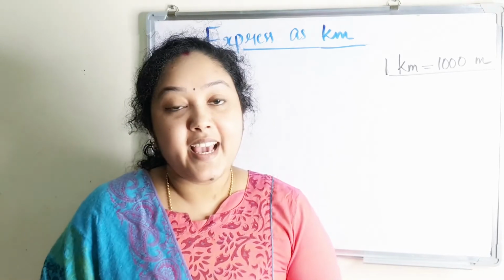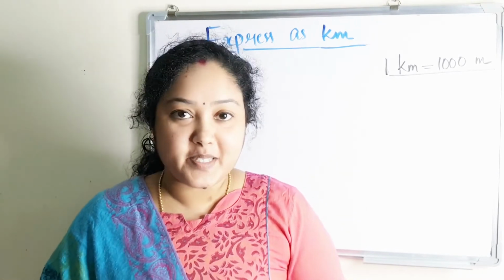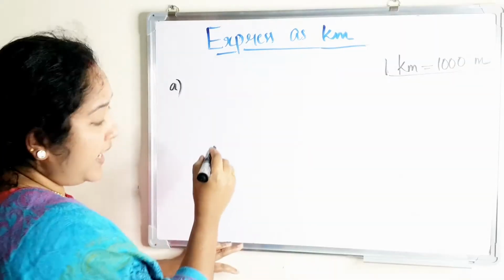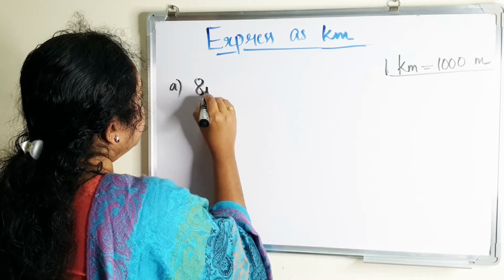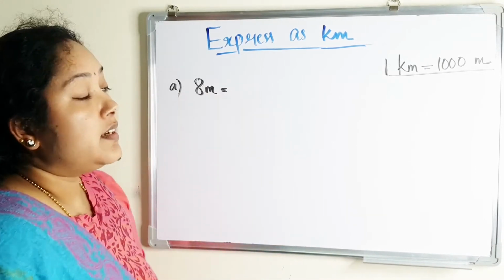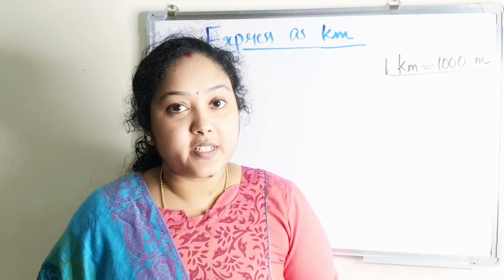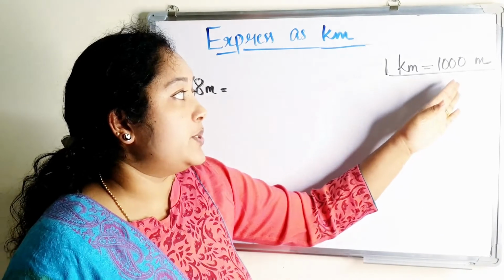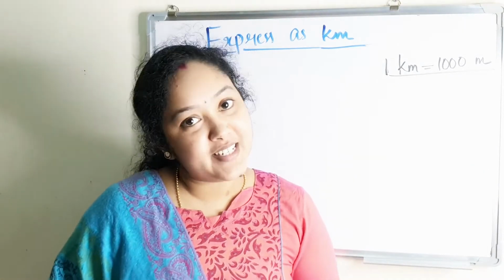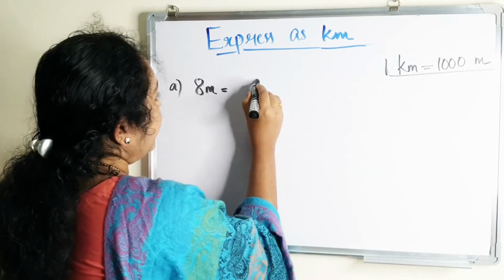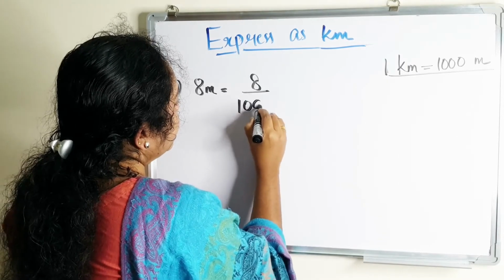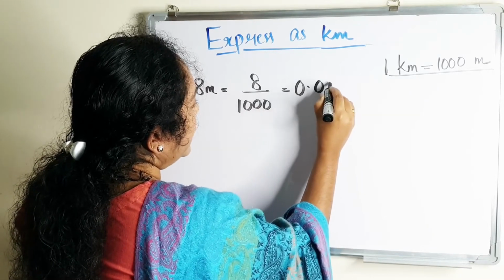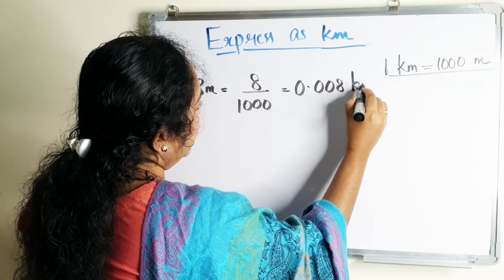Next question is, express as kilometer using decimals. First question is 8 meter. To convert meter to kilometer, divide the number by its power of relation. That means 1 kilometer is equal to 1000 meter. Power of relation is 1000. So 8 is divided by 1000. That is equal to 0.008 kilometer.